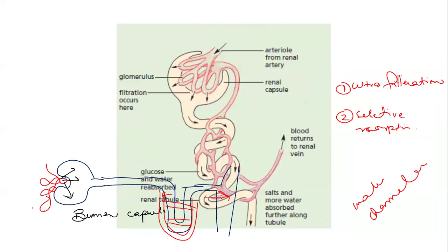Normally the water gets absorbed in the loop of Henle, right? If there's a normal amount of water. Yes, yes. If there's excess water, it goes into the collecting duct. Yes.